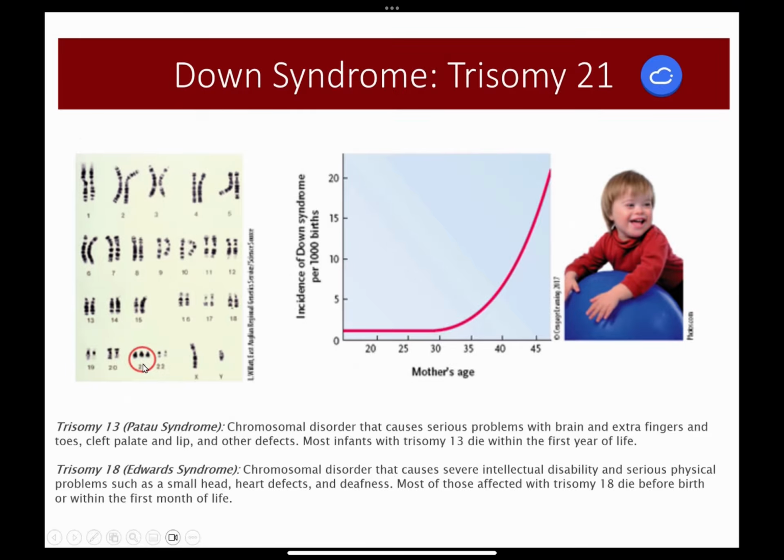3 copies right there. Here's a graph of the mother's age on the x-axis and the incidence of Down syndrome on the y-axis. You can see there's a marked increase after the age of 35 in the incidence of Down syndrome, and that is because the eggs are not being regenerated, right? The eggs that the individual is born with. And guess what's happening over time? That egg is accumulating mutations.